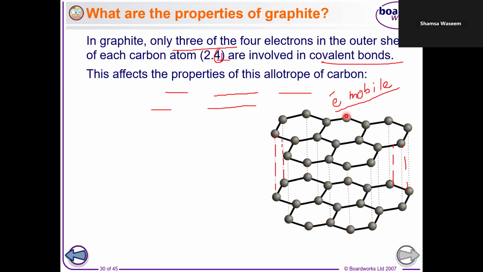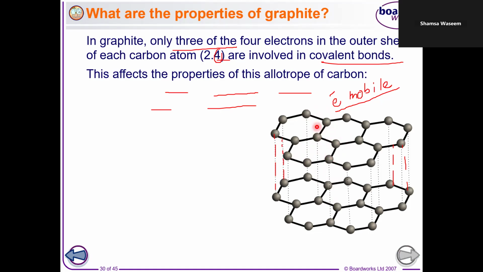Now, if we discuss graphite, graphite forms hexagonal rings. Each carbon is bonded to three other carbon atoms, having one electron free, forming the hexagons. As it has one electron free, it is a good electrical conductor. So graphite is used in making electrodes in electrolysis. And there are also layers of atoms in the graphite.